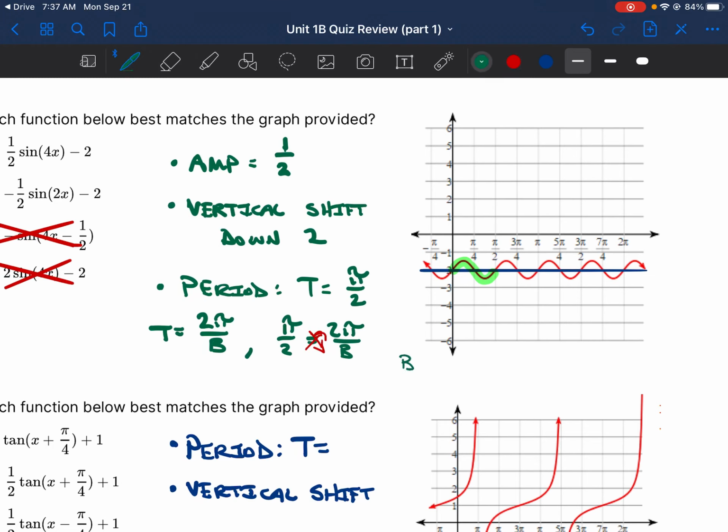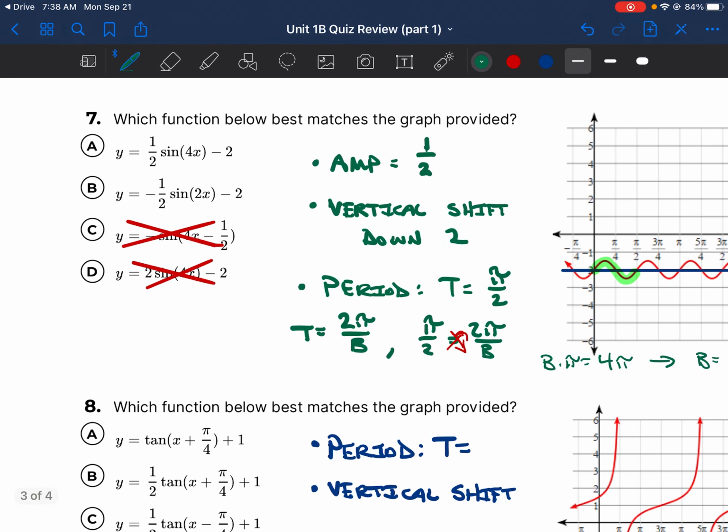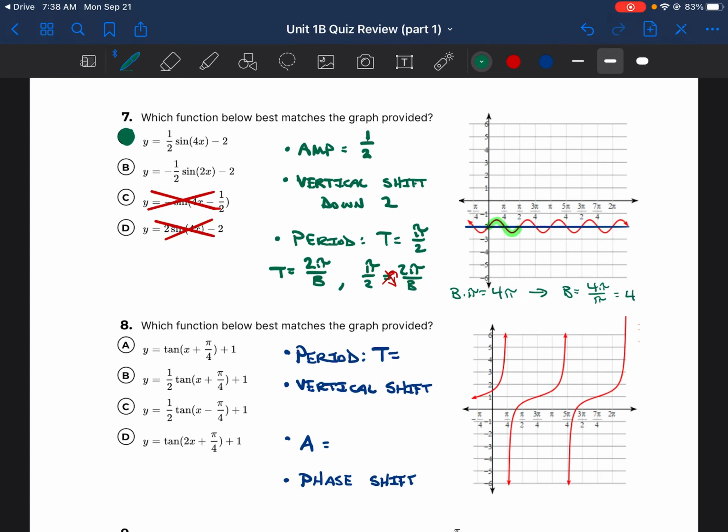We would get b times pi equals 2 times 2 pi, which is 4 pi. And then after dividing pi on both sides, we get that b equals 4 pi over pi, which means that b equals 4. So looking at our answer choices, that would give us answer choice A, because the b term, or the term being multiplied to x on the inside of the parentheses, is a 4.